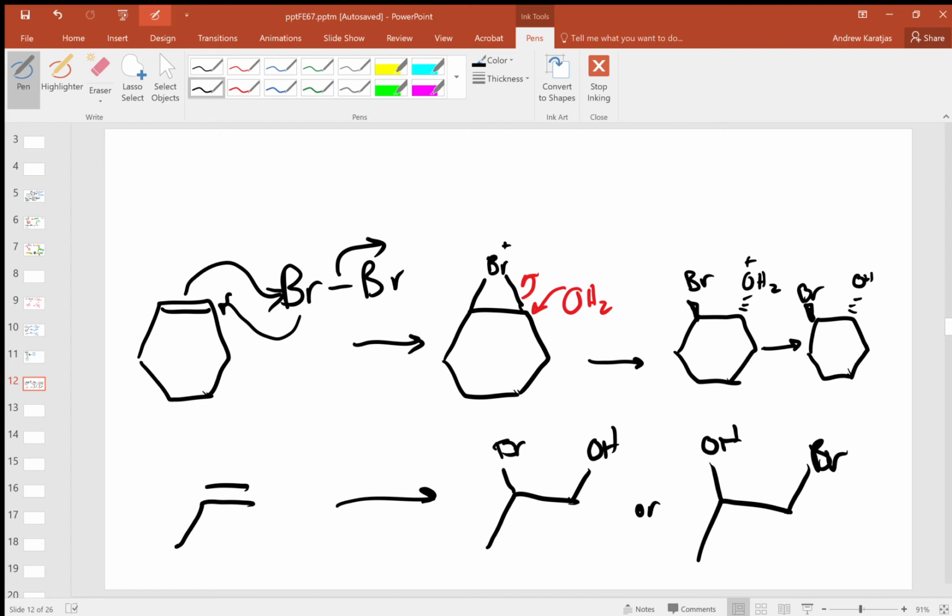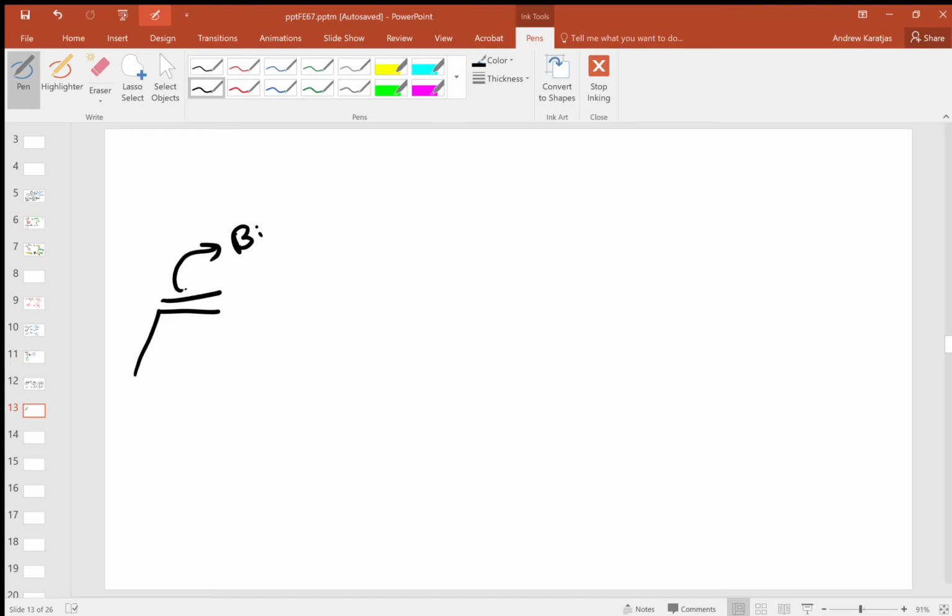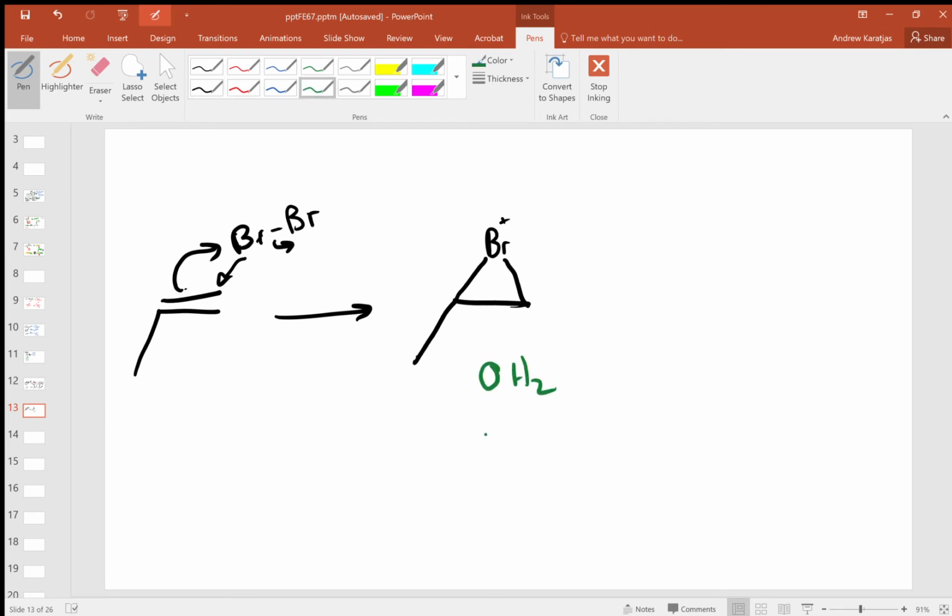Well, we can do that by again looking at the mechanism. And we know our first step of the mechanism is formation of the three-membered ring. It's at this point that the water has to decide where it's going to attack. Does it attack at the more substituted carbon or at the less substituted carbon?